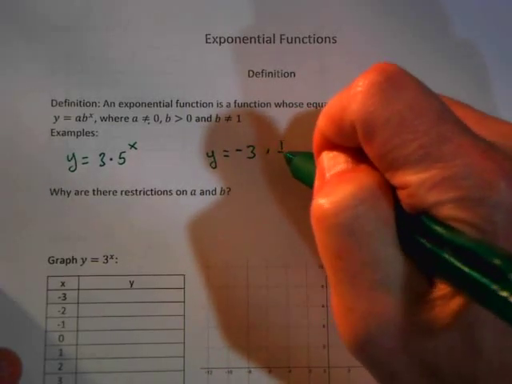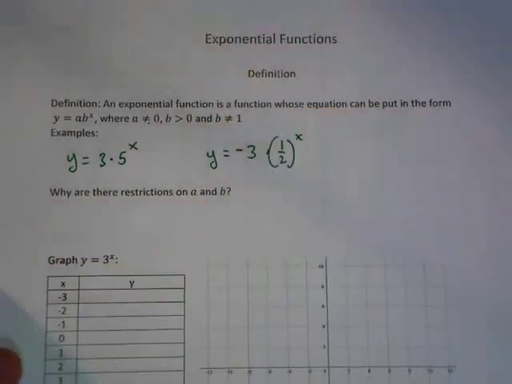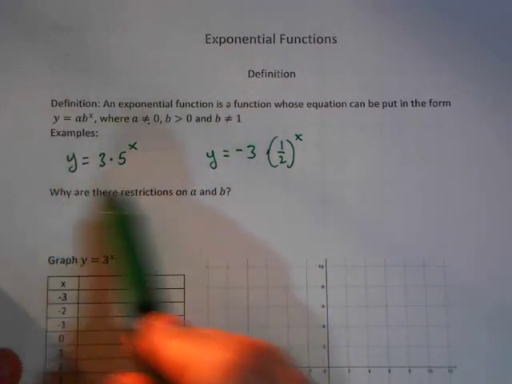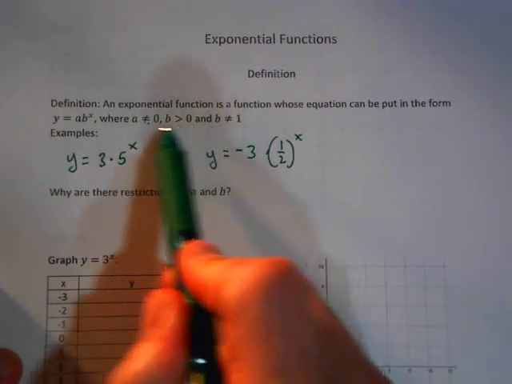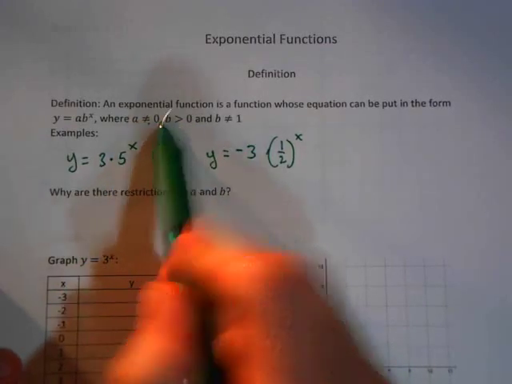And the base could be a fraction. There's nothing preventing that. Okay, so why are there these rules about a and b? Well, a can't be 0. That one's easy.